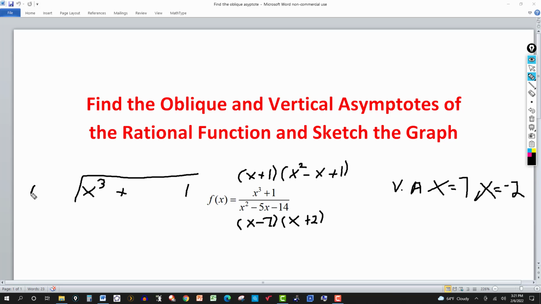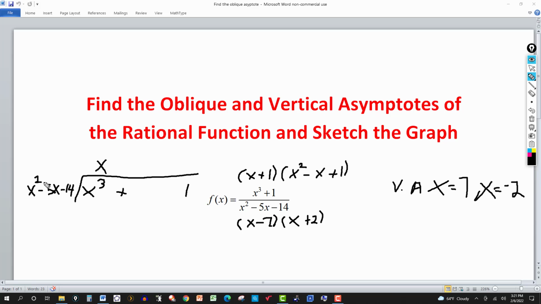So this is going to be x squared minus 5x minus 14. And this is the way you find the oblique or slant asymptote. Set it up as a long division. So you want the numerator in descending powers. We have it. Same thing with the divisor. And then we go x squared into x cubed goes x.